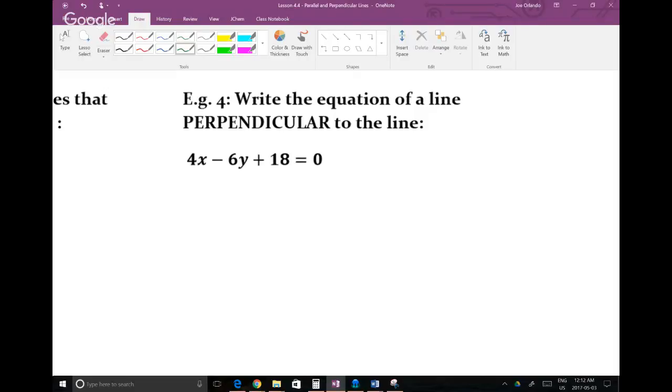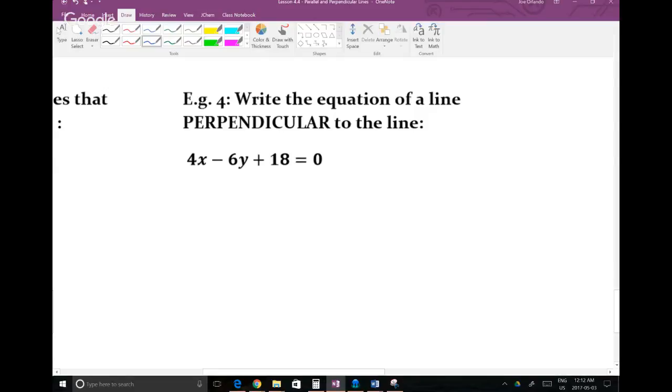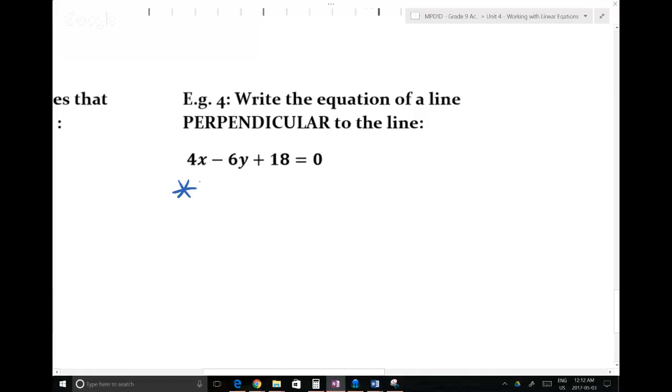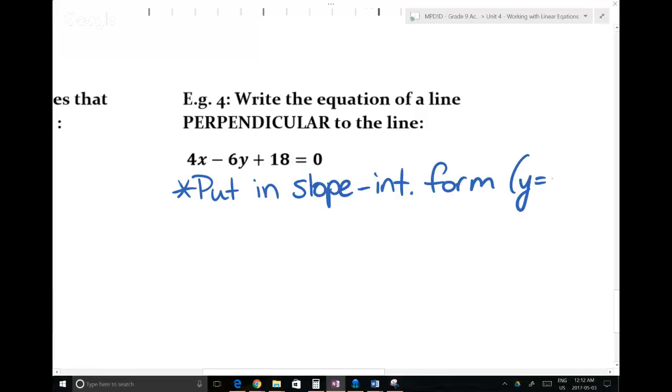All right, and we're back. And of course, you know that we need to put this in slope-intercept form, i.e., we need to put it in y equals mx plus b. And to do that, we just need to solve it for y.